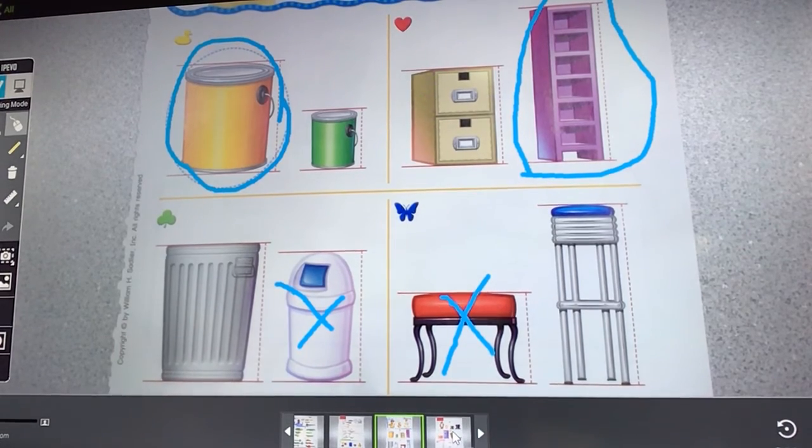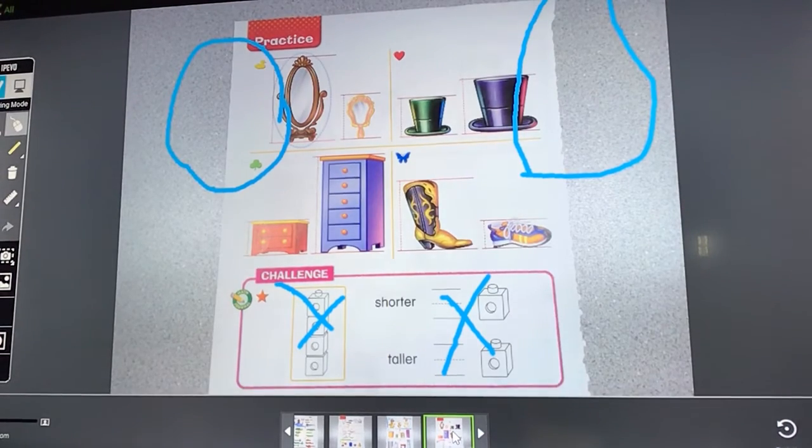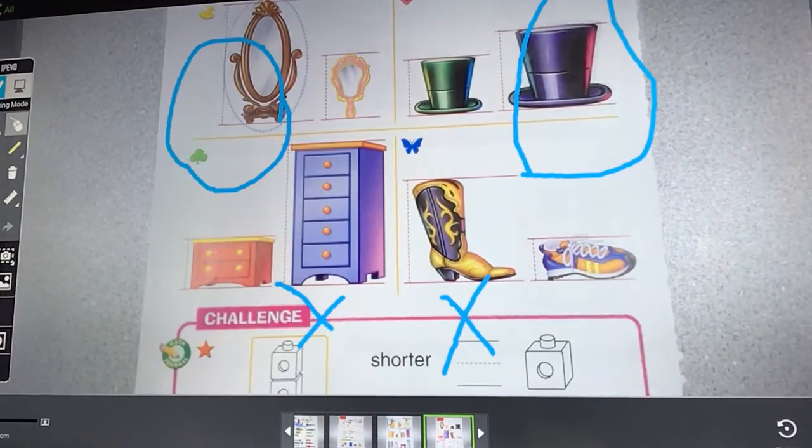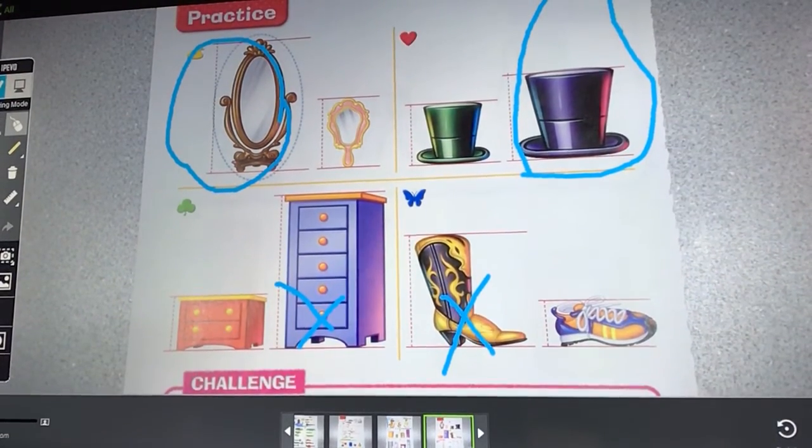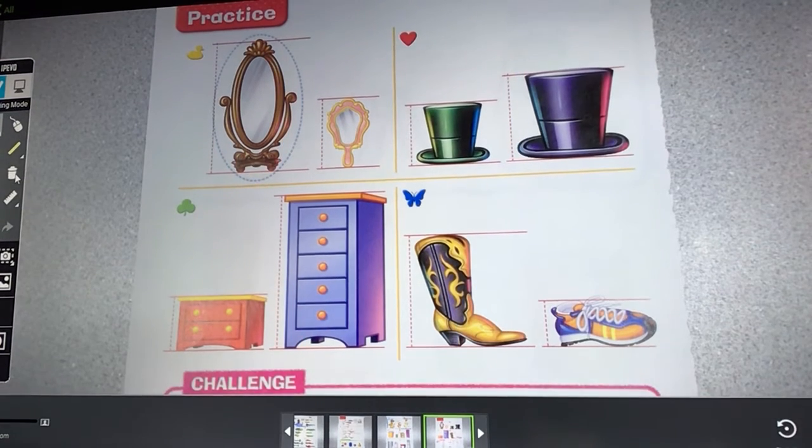Let's flip that over to the last page. Make it a little bit bigger for you. And we'll get rid of all of that. In our yellow duck, we want to circle the one that is larger. Go ahead.